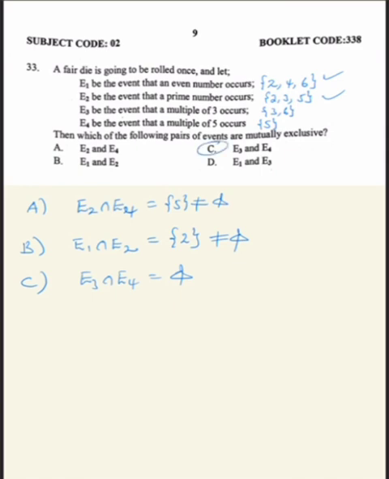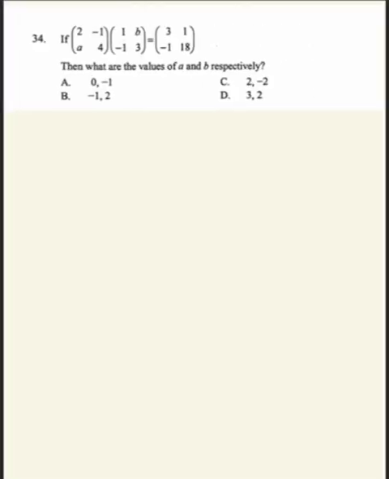common. As you can check in D, E1 and E3 are not mutually exclusive. If we take E1 intersection E3, E1 and E3 have a common element, which is 6. So E3 and E4 are mutually exclusive. So the answer to question 33 is C. We go to question 34.